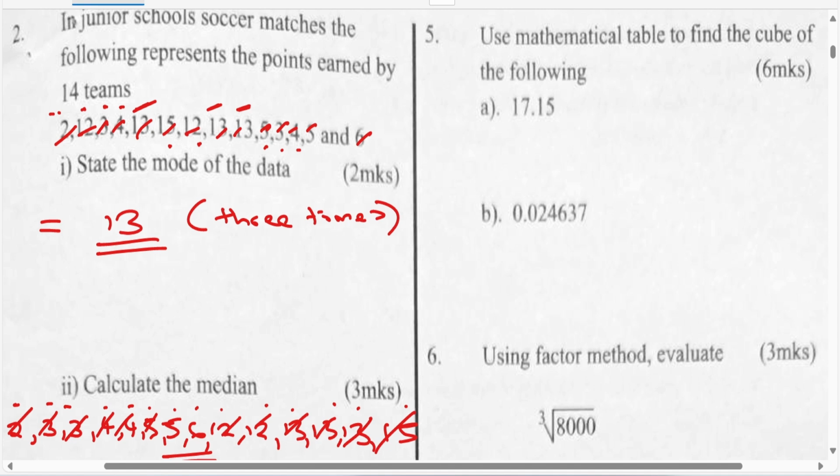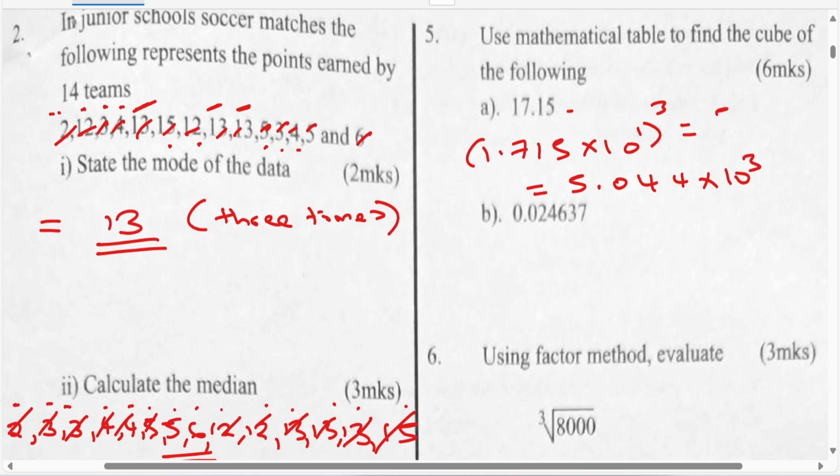Okay, so how do you solve for this case? Utatafuta 1, utaandika standard form 1.715 times 10 power 1, and you'll cube it. So if you cube 1.715, ukitafuta kwenye mathematical table, cube ya 1.715 ni ngapi? 5.044. So ni 5.044. Ukitafuta cube ya 10 power 1 is just 10 power 3. Basically your answer will be 5044.